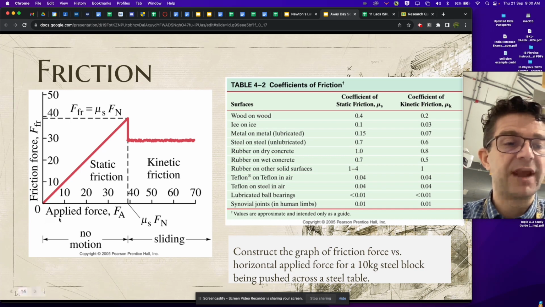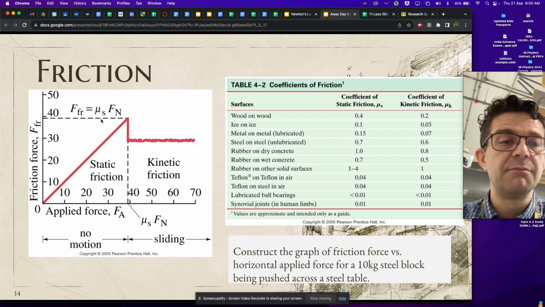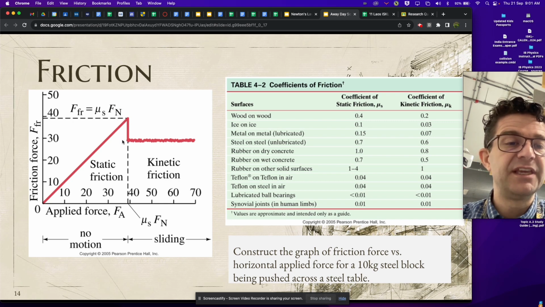So what this diagram is showing is that as you apply a larger and larger force to an object, the force of friction initially changes as there is no motion between the surfaces. And as the force gets larger and larger, you might eventually reach the maximum value of the force of static friction, mu s times the normal force, at which point the friction changes to kinetic friction.